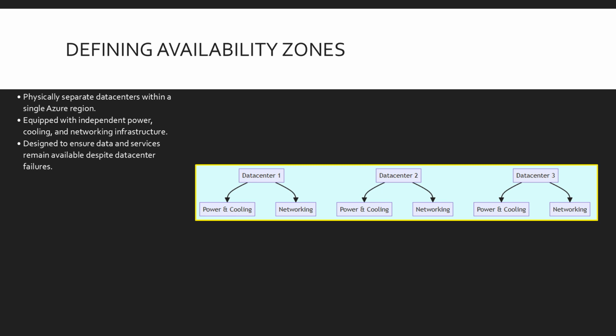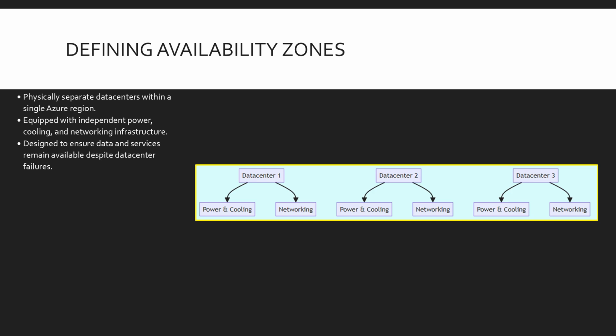An availability zone is not just a logical construct. It represents physically separate data centers located within a single Azure region. Crucially, each zone is equipped with its own independent power, cooling, and networking infrastructure. This design ensures that if one zone experiences a physical issue such as a power outage or cooling failure, the other zones in that region remain unaffected and operational. This physical separation is the foundation of high availability in Azure, allowing your applications to withstand data center level failures.